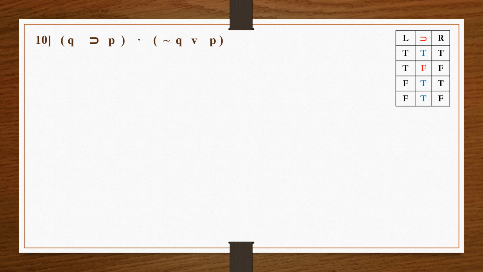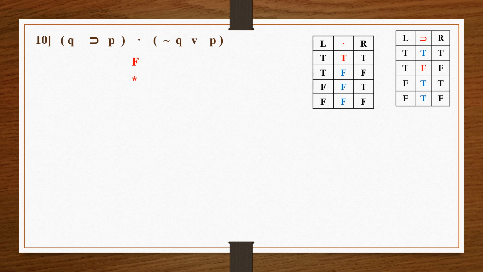Now we come to the next, the 10th one. Here also dot is the main connective. It is a conjunction. It is a conjunctive statement. So we write false below the main connective. Mark it with a star, which indicates that it is an assumption. Now when is dot false? Under three possibilities. So we are going to solve the first possibility.